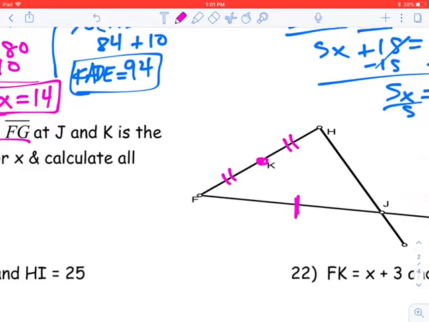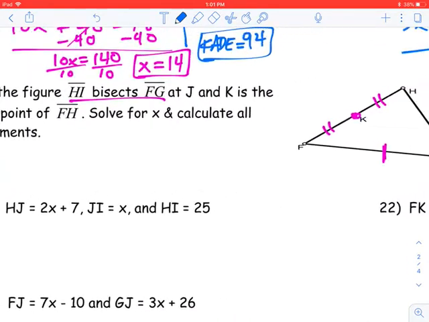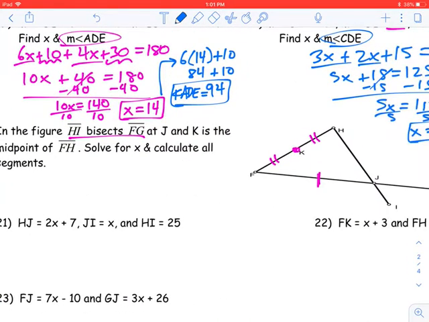Okay, so now let's go ahead and look at our problems. We have the first one. It says HJ is 2x plus 7. So HJ is here, 2x plus 7.